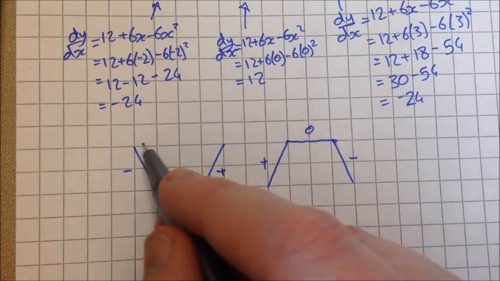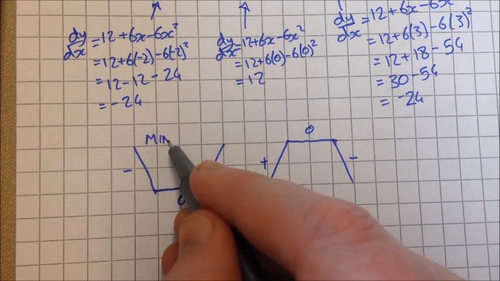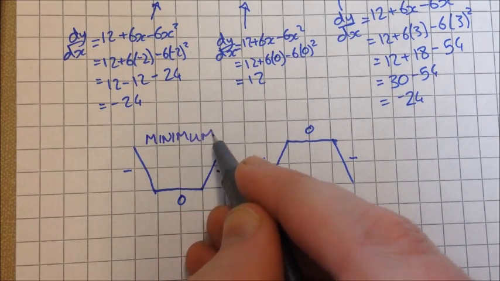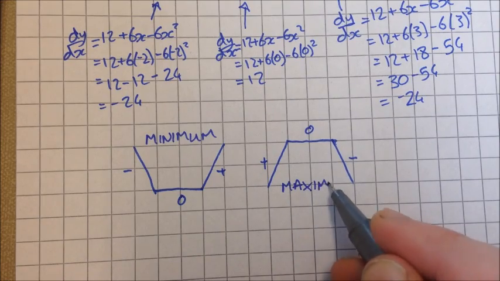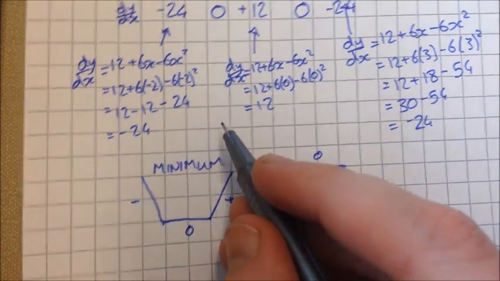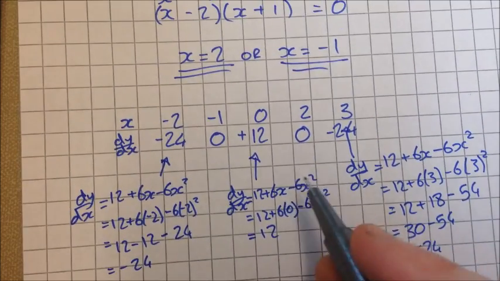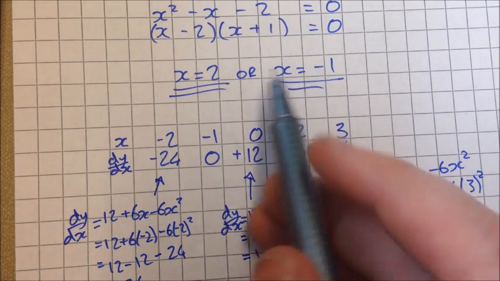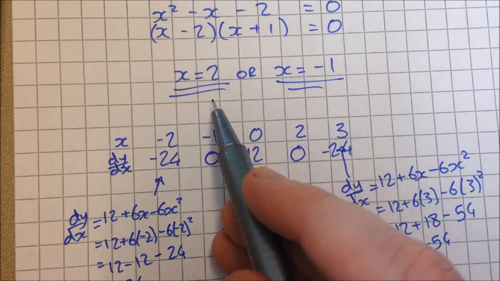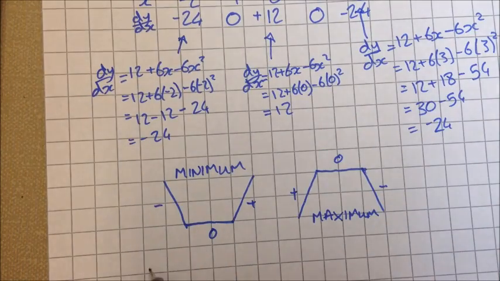Those directions. So this is a minimum, and this is a maximum. Now all we need to do for part C is to find the respective y coordinates. So we're going back up here. x is 2 and x is negative 3. We've got 2 x values, so we're going to get 2 y values.